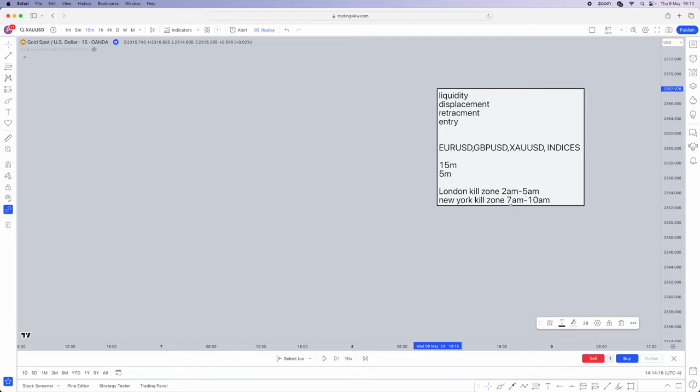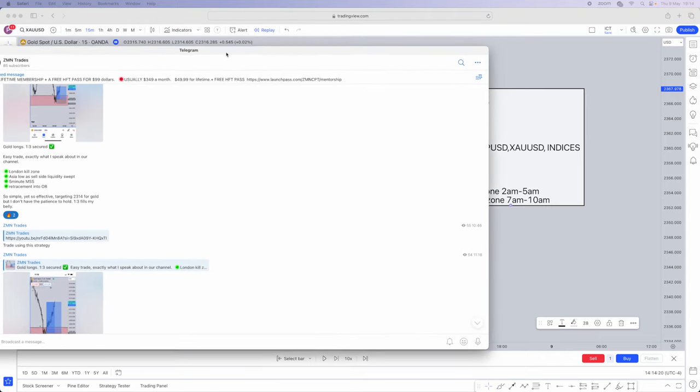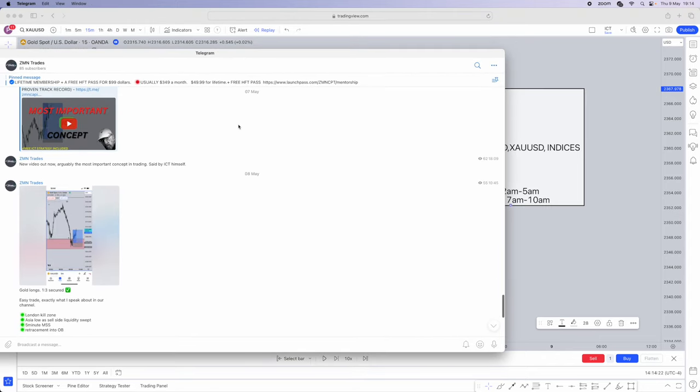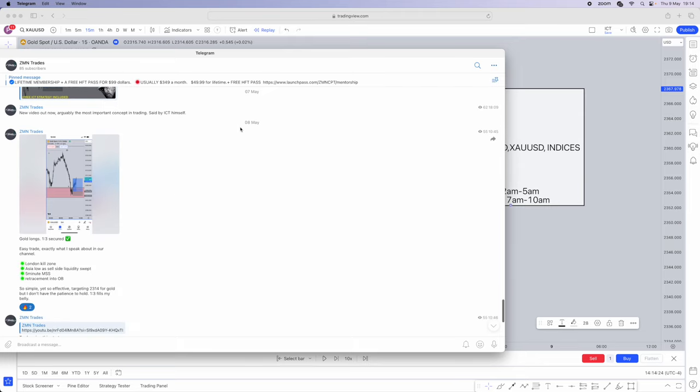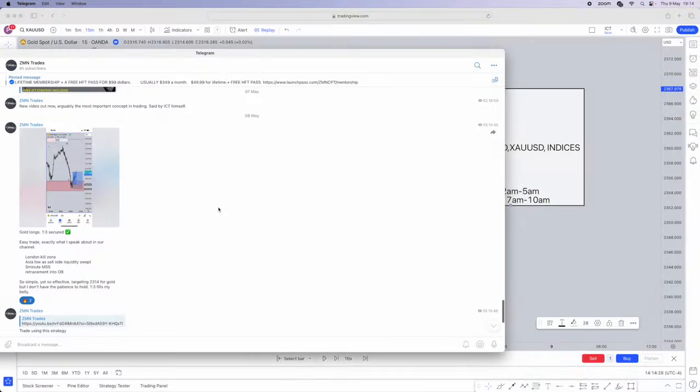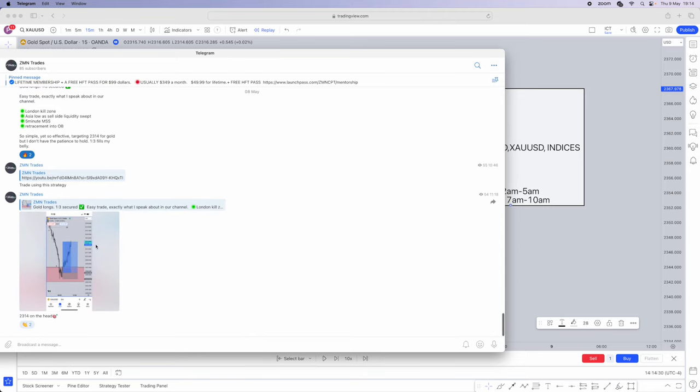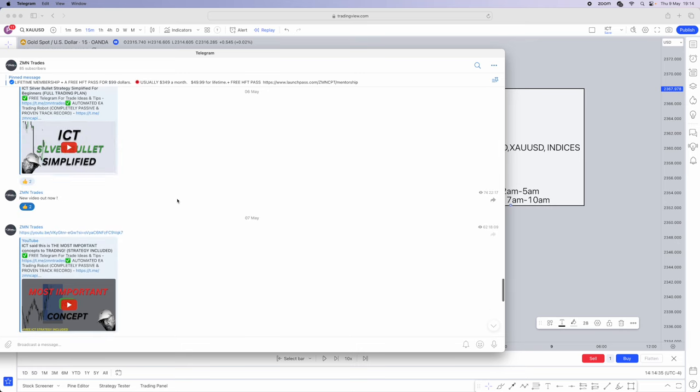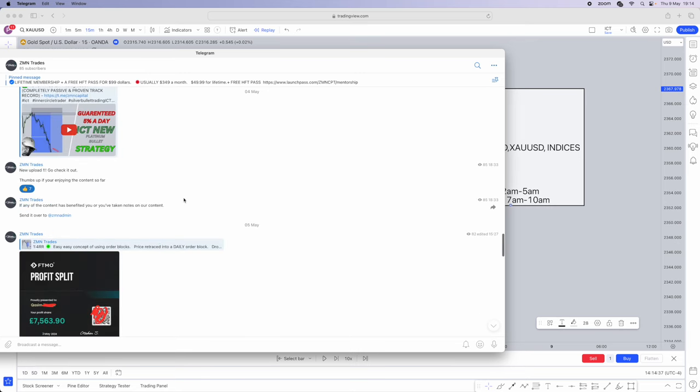Now, just to show you guys some proof that this strategy actually does work, this is a trade that I took and shared in the free Telegram, which the link is going to be in the link below. Literally shown here, a gold long, which I actually took literally yesterday in the London Killzone session. I'll be teaching you guys everything in breakdown of this trade.